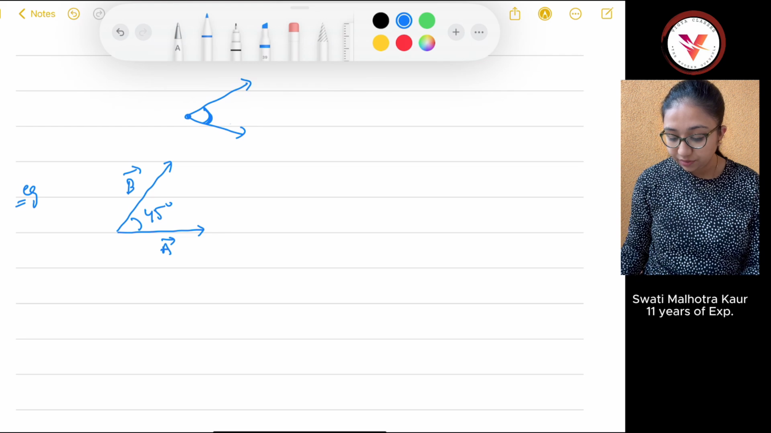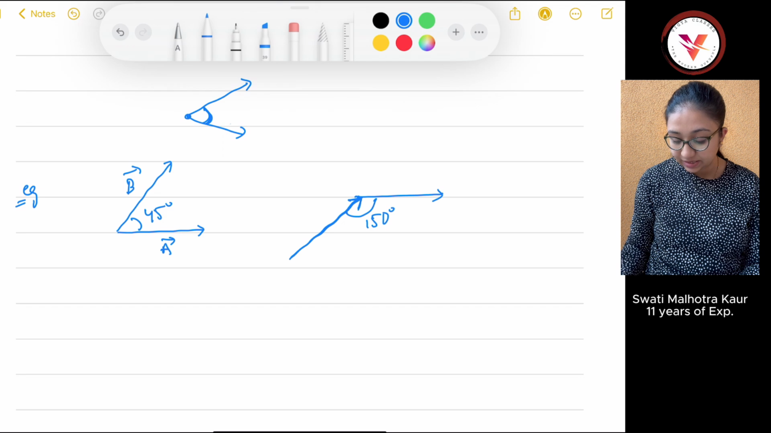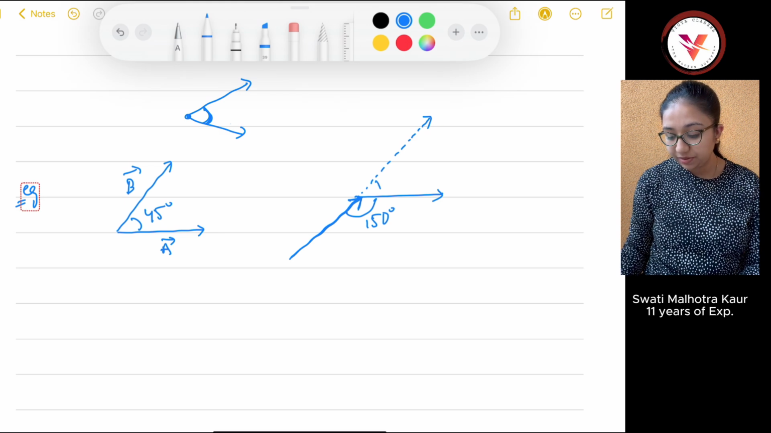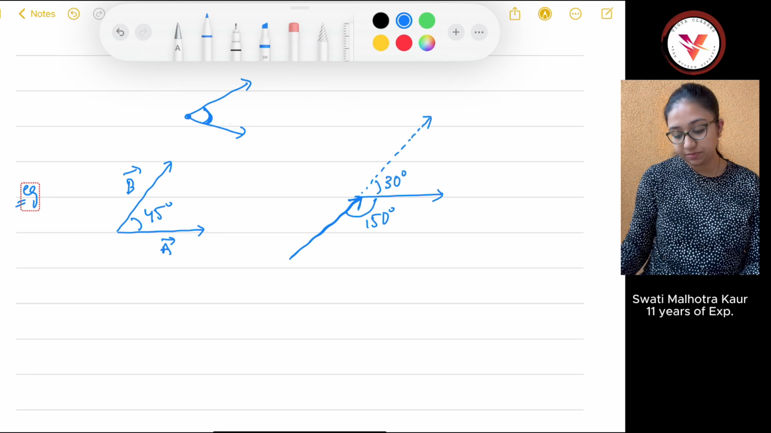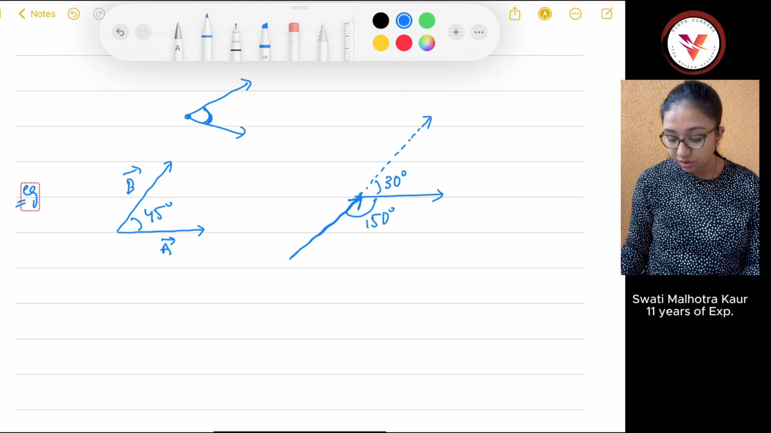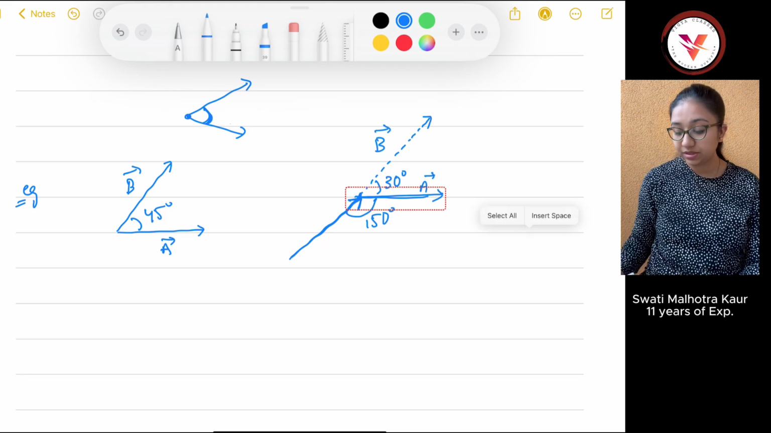But let's say one is this, the other is this, so now the tail and head are meeting and the angle is like 150 degrees. So what you have to do is meet the tails, so you have to extend this to there. Then the angle between them will become 30 degrees because it becomes linear. So 150 plus 30 is 180. Now the tails of both vectors are in contact, so the angle between them is 30 degrees.